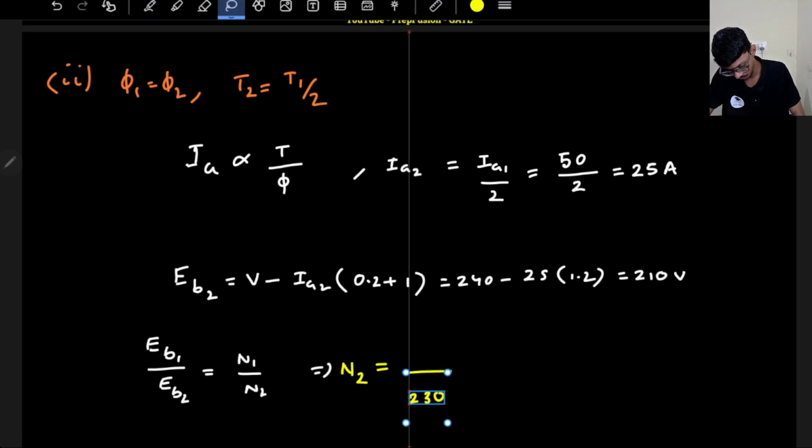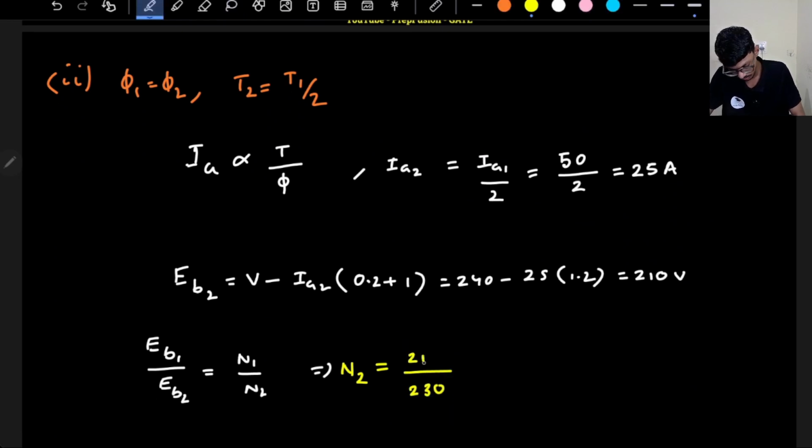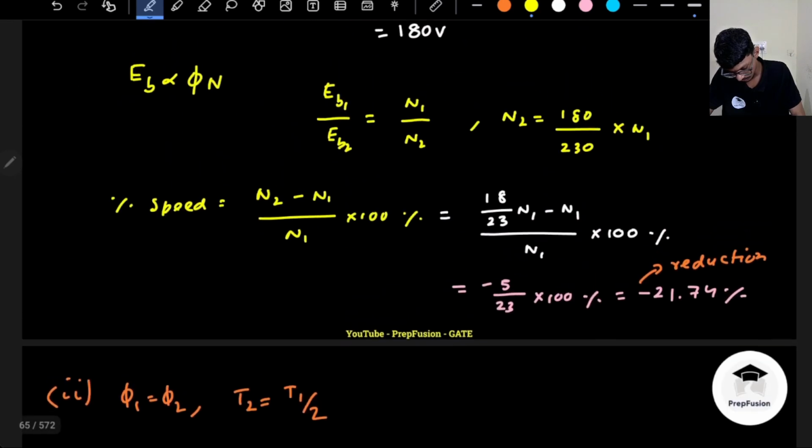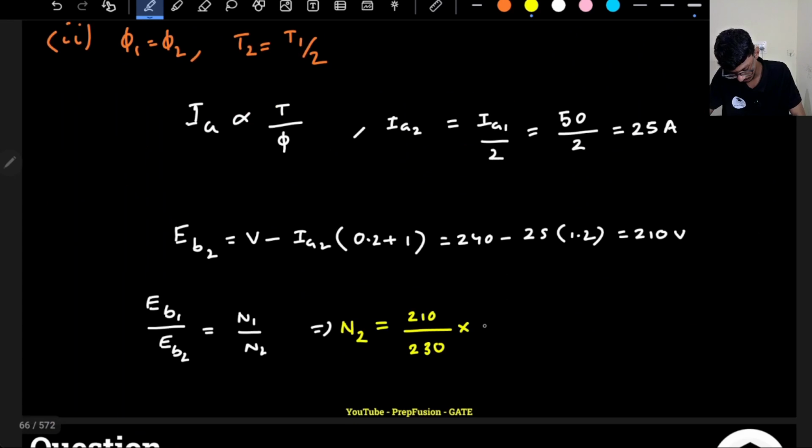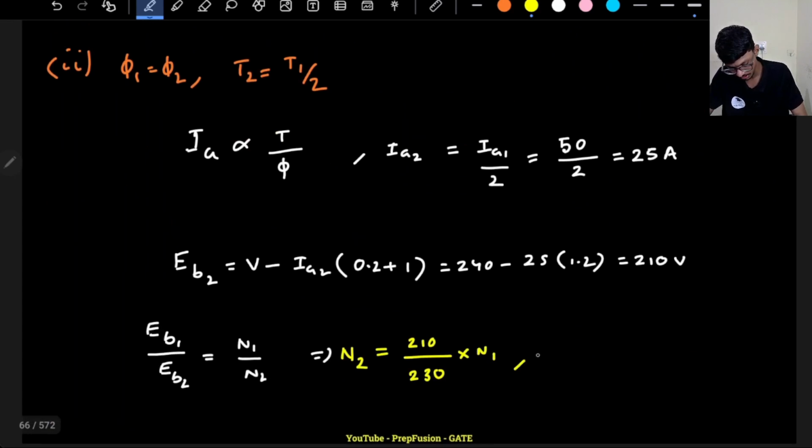So EB2 is 210 volts into N1. I don't know N1, right? So again the percentage change. The percentage change in speed this time will be the same thing, the same formula. So it will be 21 divided by 23 N1 minus N1, divided by N1 into 100. This time the speed reduction will be lower, as the load torque has been reduced, right?